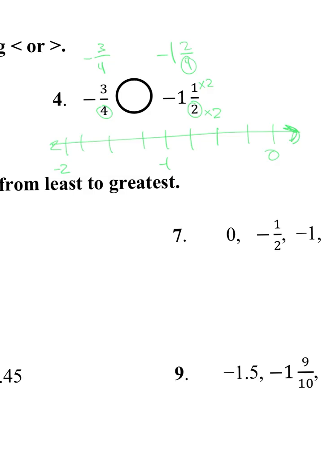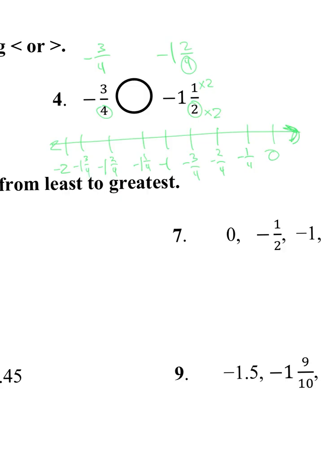Each one of these lines is worth 1/4. So this would be -1/4, -2/4, -3/4. I already have -1 plotted there, so then we're going to go -1 and 1/4, -1 and 2/4, -1 and 3/4. All right, so let's go and plot our numbers.